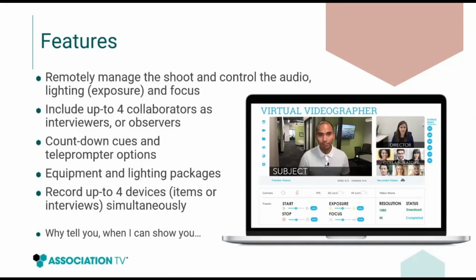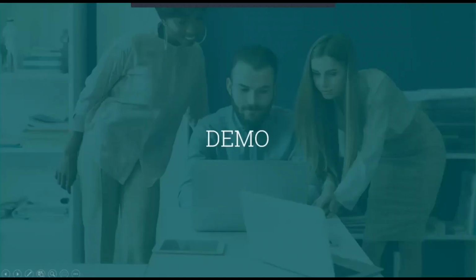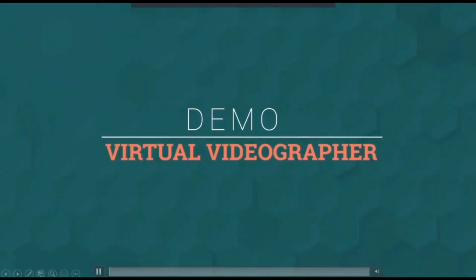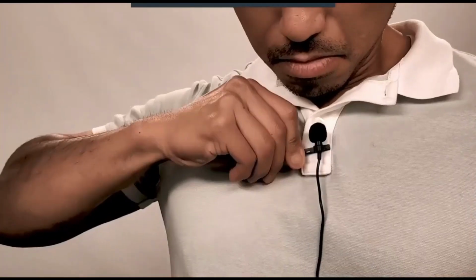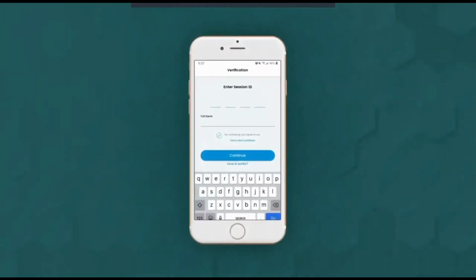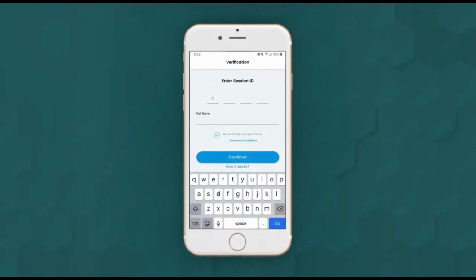So again, why tell you when we can show you that? Let's use the power of video. In this demo, you're going to see an example of what virtual videographer looks like to the person on the director side, but also what it looks like to the subject. So here we go. Getting started with virtual videographer is easy. Use your own equipment or set up with one of our rental kits in just 10 minutes. We'll provide you with access to the app or web page. Simply enter the code provided and you're in.